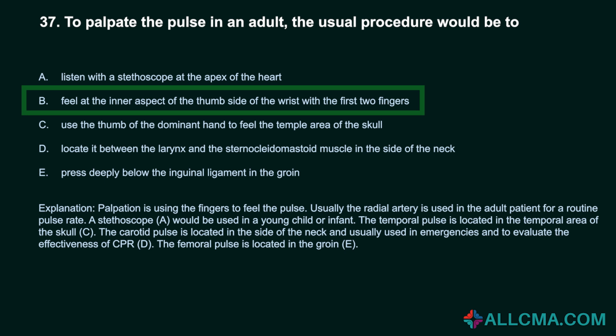Usually the radial artery is used in the adult patient for a routine pulse rate. A stethoscope, A, would be used in a young child or infant. The temporal pulse is located in the temporal area of the skull, C. The carotid pulse is located in the side of the neck and usually used in emergencies and to evaluate the effectiveness of CPR, D. The femoral pulse is located in the groin, E.